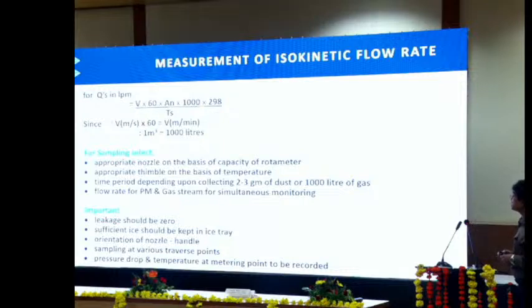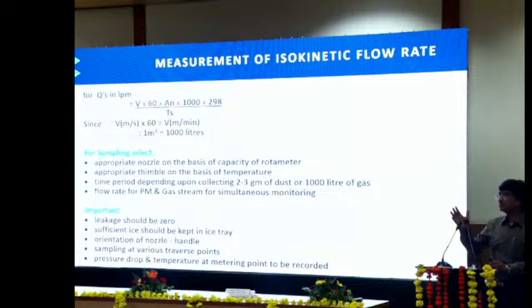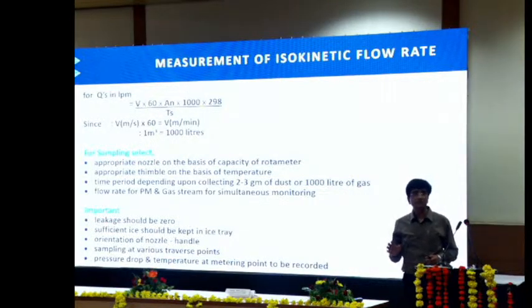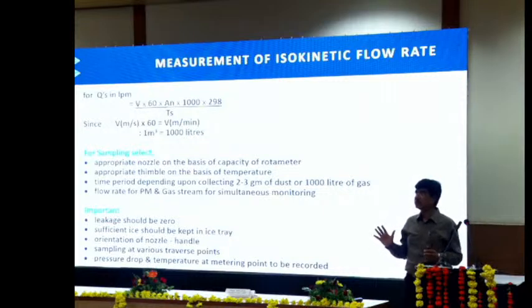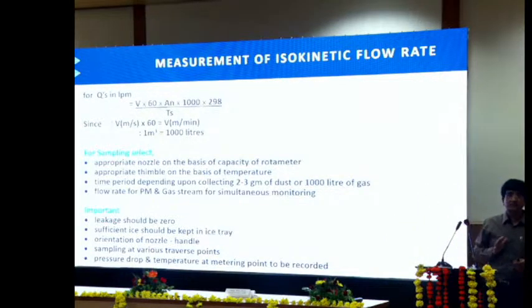Second, appropriate thimble on the basis of temperature. How many different types of thimbles have you seen? Anybody? Cellulose, glass fiber, anything else? Cellulose can withstand temperature up to 150 degrees centigrade, we normally say up to 120. Glass microfiber thimble can withstand temperature up to 500 degrees centigrade.